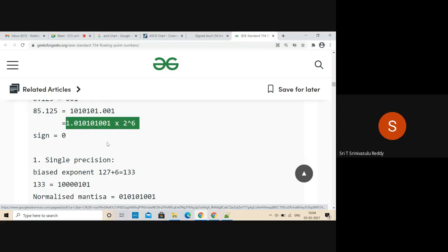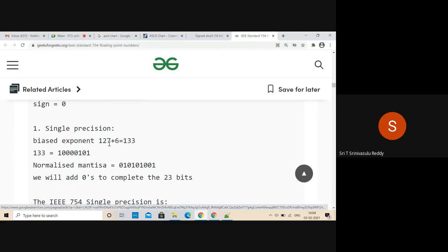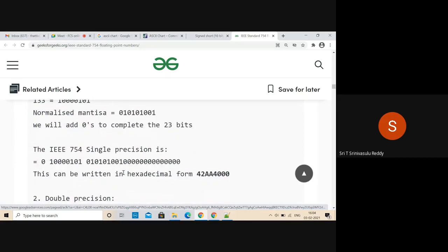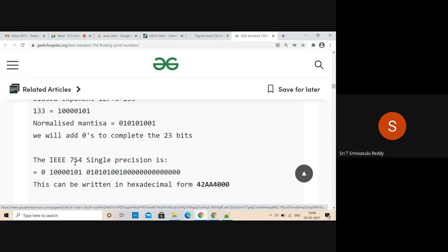0, 1, 0, 1, 0, 1 and all that. And the normalized mantissa is this particular thing, 0, 1, 0, 1, and we will add zeros to complete the 23 bits. So the corresponding single precision number is going to be 0. This is the sign bit, and this is the exponent. The exponent is 133 and the corresponding thing is this. And the normalized mantissa is this, by adding enough zeros to the right side.